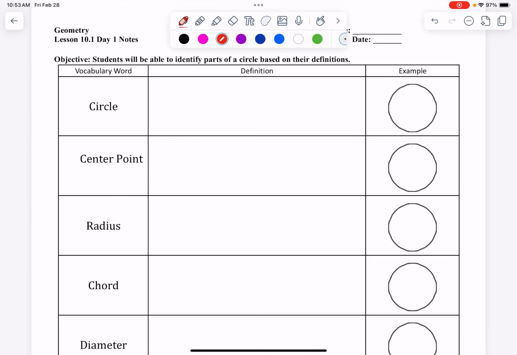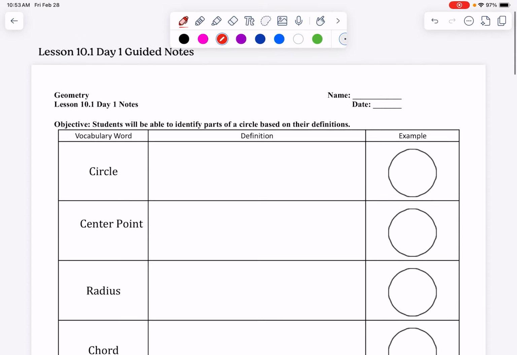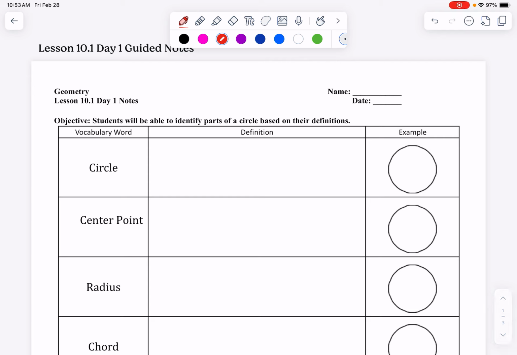Okay, class, I'm not going to be here today because I'm at a meeting. So I recorded this lesson, so make sure that you have this note sheet. It's on my desk, so grab it if you haven't already. And we're just going to walk through these notes. They're pretty basic. It's just vocab words, okay?